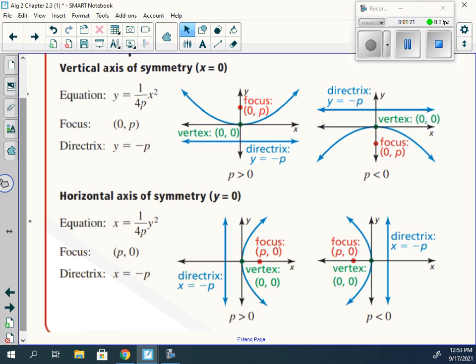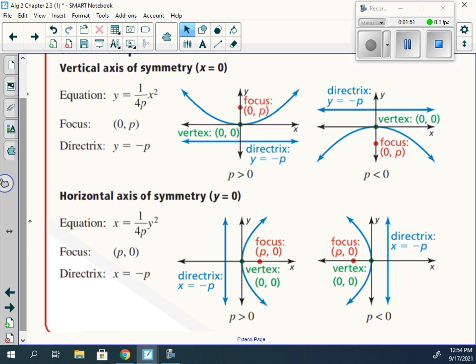Now, the other equation that we have is x is equal to 1 over 4p times y squared, where the focus is p comma 0. The directrix is x is equal to negative p, and the axis of symmetry is y is equal to 0.